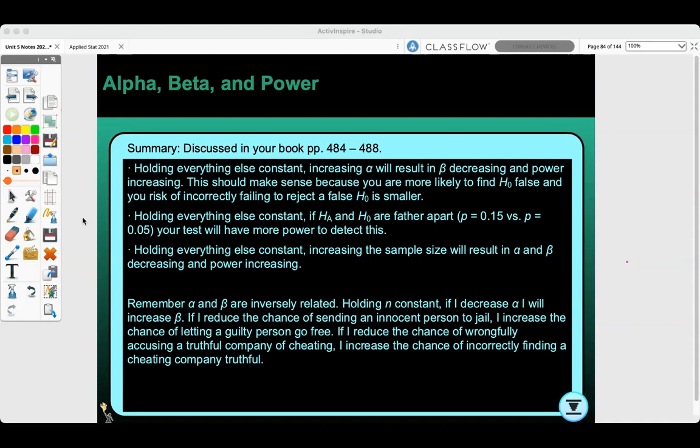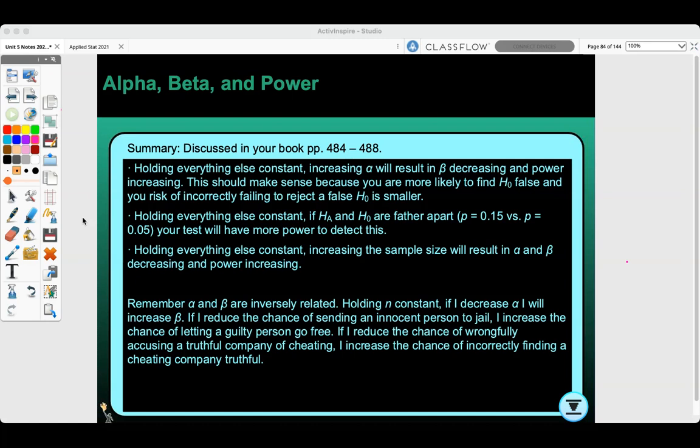So let's go over the summary, and this you should have read in your textbook. Holding everything else constant, increase in alpha will result in beta decreasing and power increasing. This should make sense because you are more likely to find a null hypothesis false, and your risk of incorrectly failing to reject a false null hypothesis is smaller. Holding everything else constant, if the alternative hypothesis and null hypothesis are farther apart, your test will have more power to detect this. Holding everything else constant, increase in sample size will result in alpha and beta decreasing and power increasing. Remember, alpha and beta are inversely related.